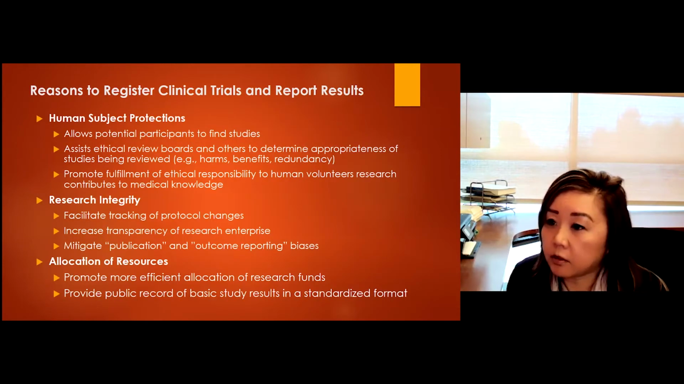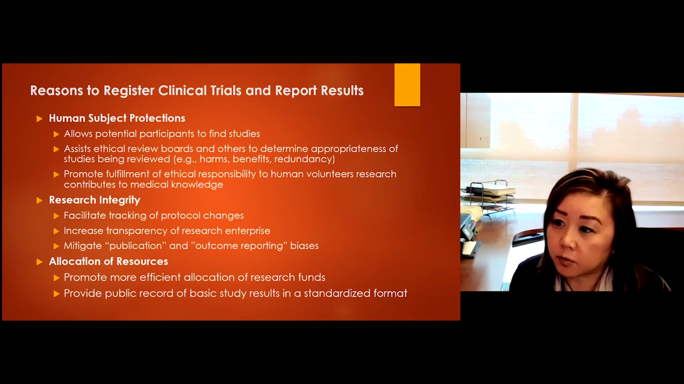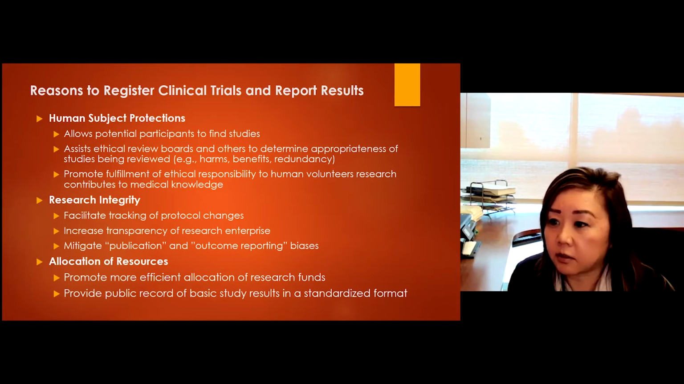And reasons to register for clinical trials and report results are mainly for human subjects protection. It allows potential participants to find studies. It assists ethical review boards and others to determine appropriateness of studies being reviewed. It promotes fulfillment of ethical responsibilities to human volunteers, that research contributes to the medical knowledge, and also contributes to research integrity. It facilitates tracking of protocol changes.